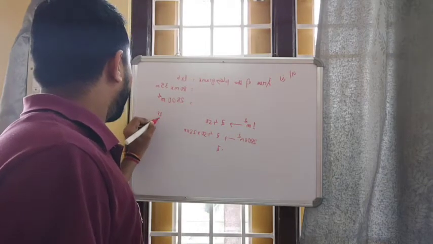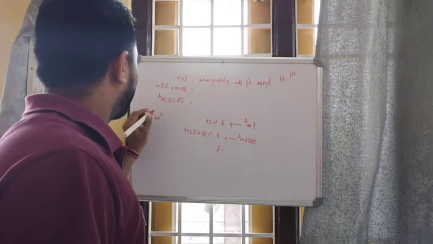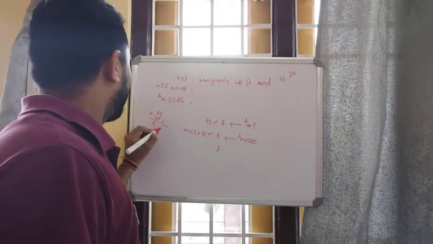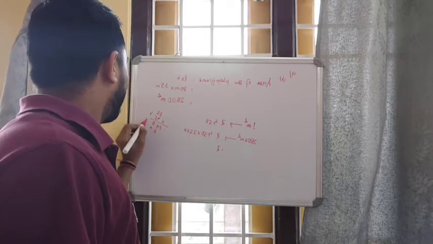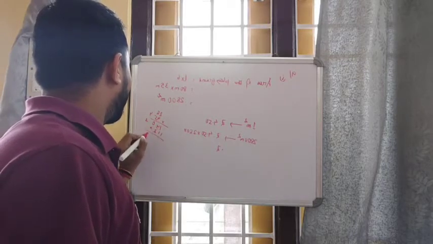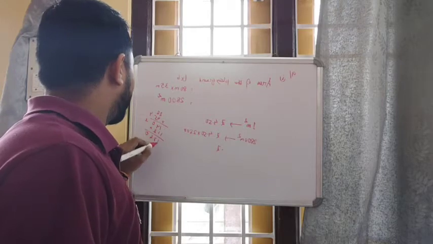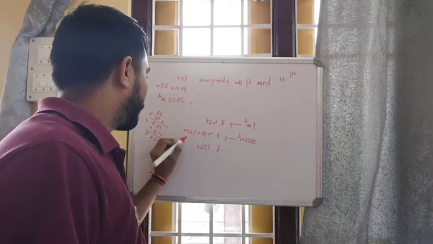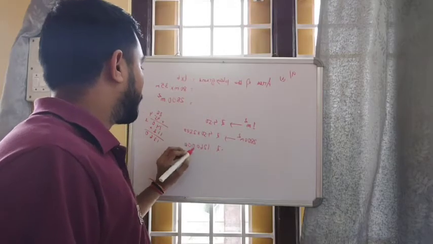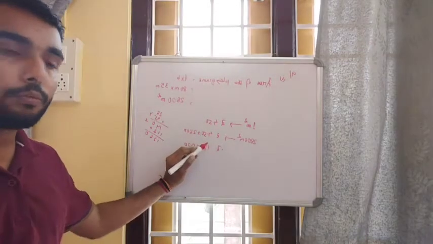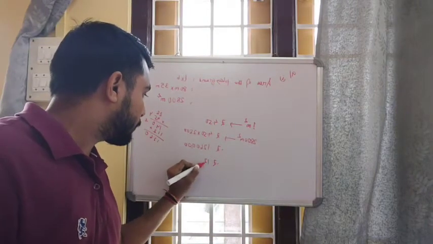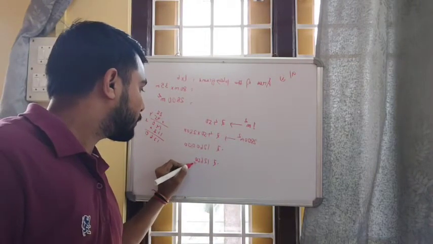So 28 into 45. 8 into 5 is 40, carry 4. 8 into 4 is 32 and 4, carry 3, then 2 and 3... The digits come as 1, 2, 6, 0. And how many zeros will be there? 3 more zeros will be there. Now after the decimal we have two places, so from the back you count two digits and put a decimal. So it will be 12600.